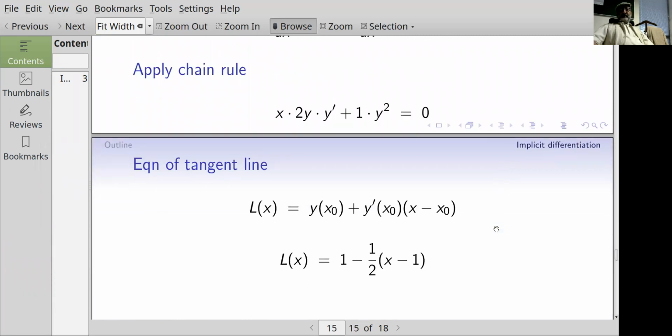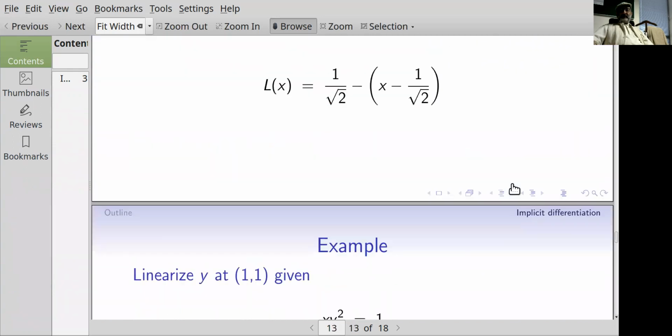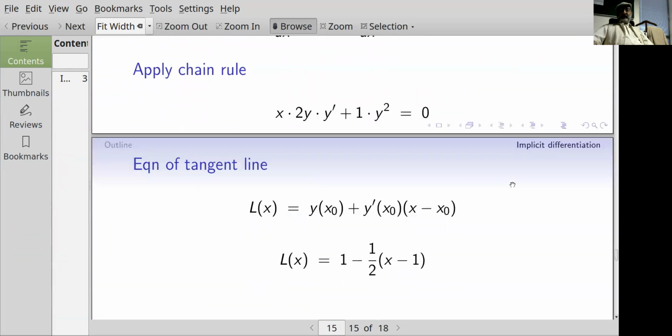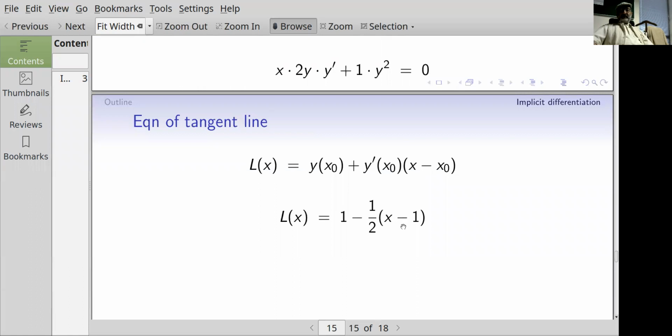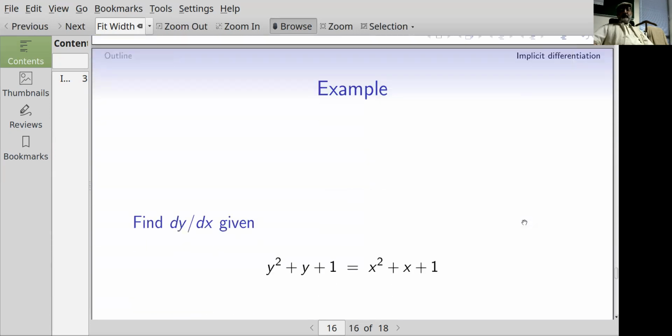Now, the equation of the tangent line, remember, it's L of x is equal to y of x naught plus the derivative of y at x naught times x minus x naught. So that's equal to, y was equal to 1 at the point, minus, the derivative was minus 1/2, times x minus, we're looking at the point (1, 1), so x minus 1. Okay.